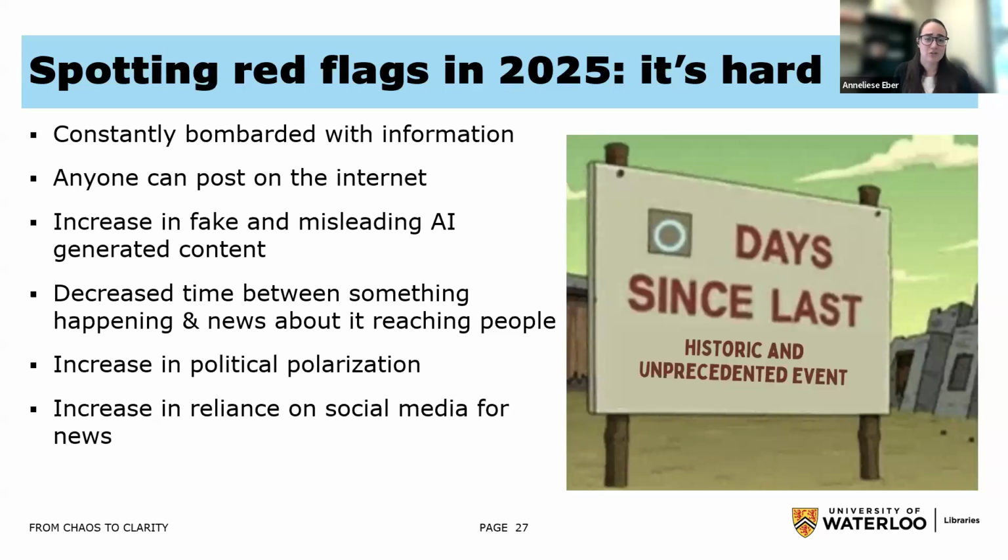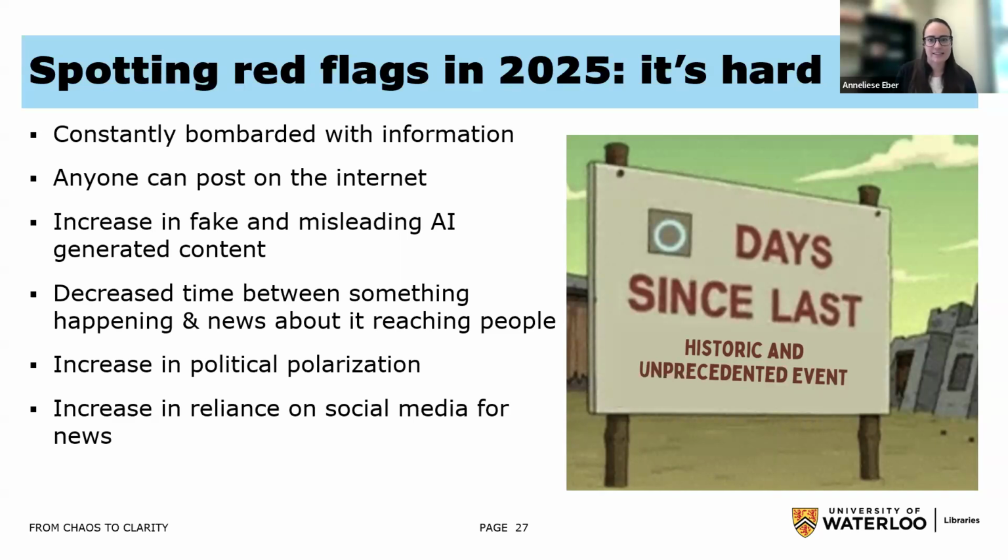So that can make it harder to spot some of these red flags and biases here. We also see an increase in fake and misleading AI generated content. And as we see an increase in how good AI is, we see an increase in the quality of this AI generated content. And that makes it even harder, because now it's not just a very obviously fake AI generated image. You really have to look at a lot of them, and there are subtle differences, but it can take a trained eye and a lot of practice to spot these things.